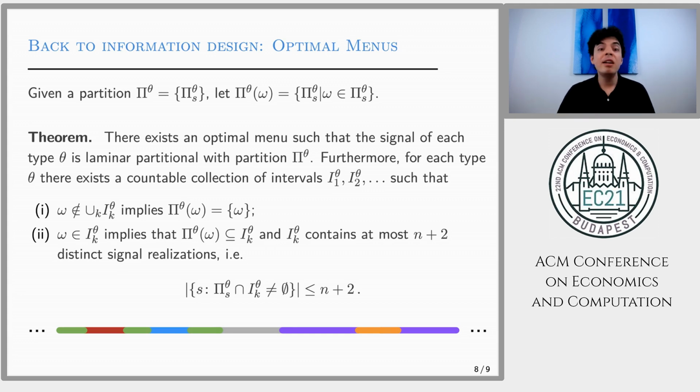I'm not discussing it here, but if the action space is finite, one can actually obtain the optimal posterior mean distributions and the partition that you see here by solving a convex program, and there's a tractable approach. Please see the paper for details.